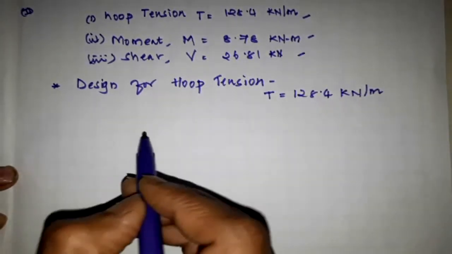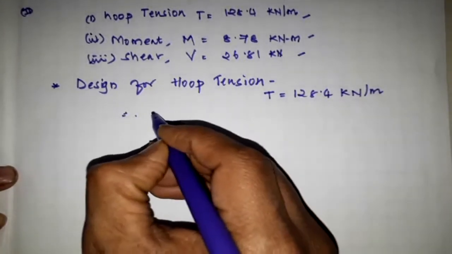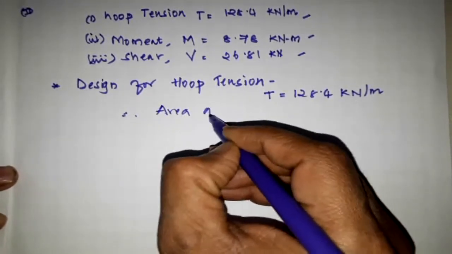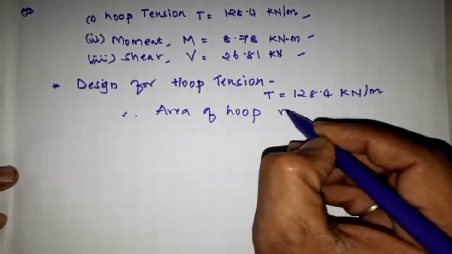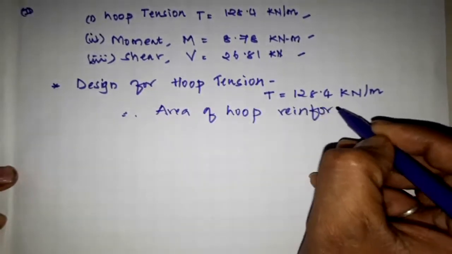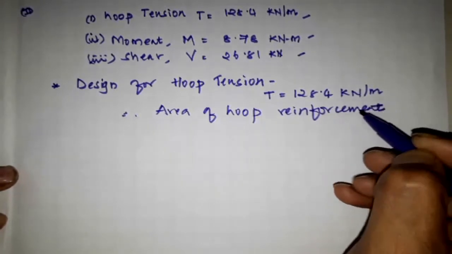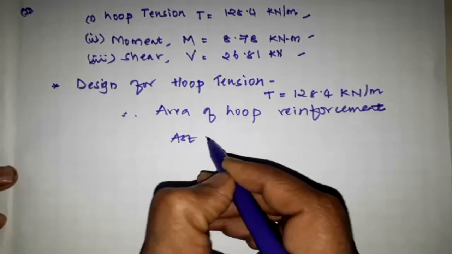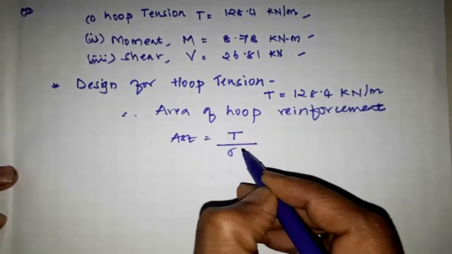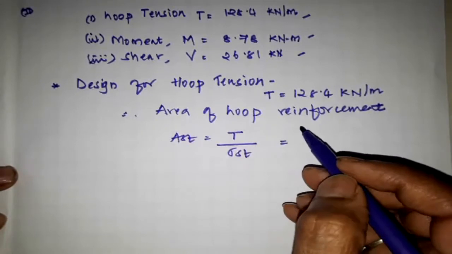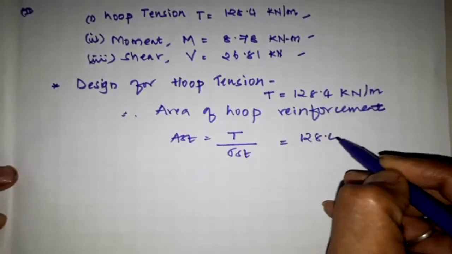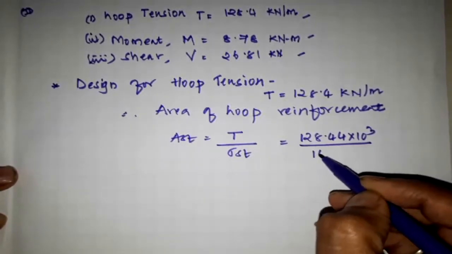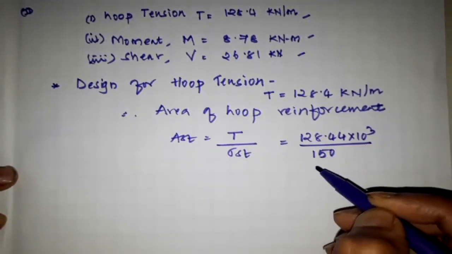Therefore we have to find the area of hoop reinforcement. AST is equal to T divided by sigma ST. T is 128.4 into 10 to the power 3 divided by sigma ST, which is 150.